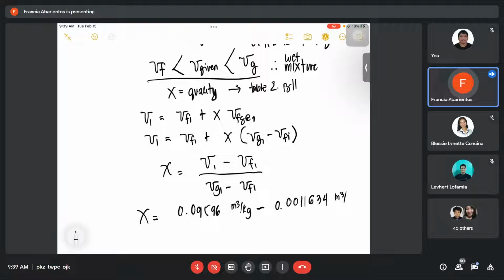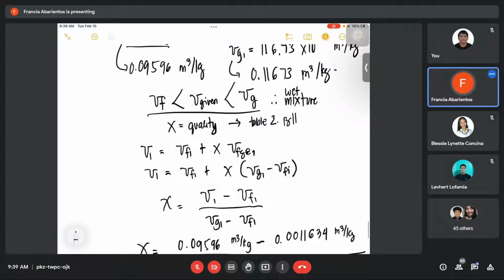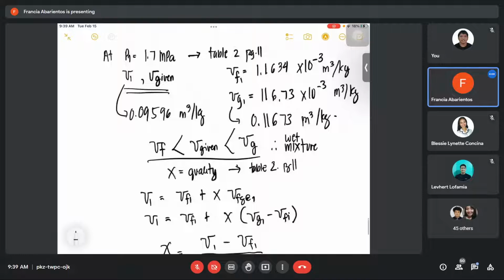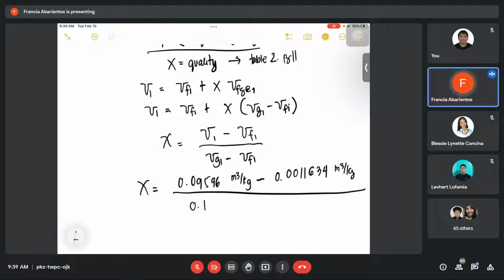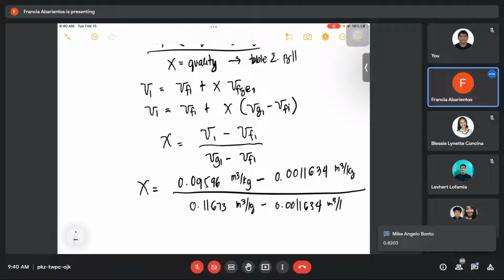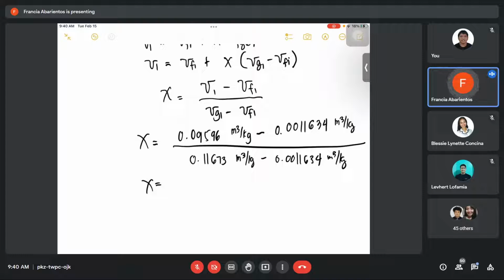Sige class kayo, mag-solve na kayo. Pinapakita ko lang sa classmates nyo yung complete solution, para hindi sila malito. Class, pakisolve na ng quality. Ayan. Okay, what is now your quality? Take note, always express your answer in percent.